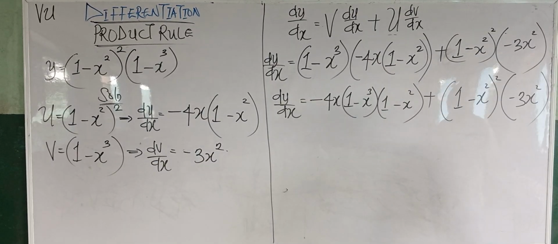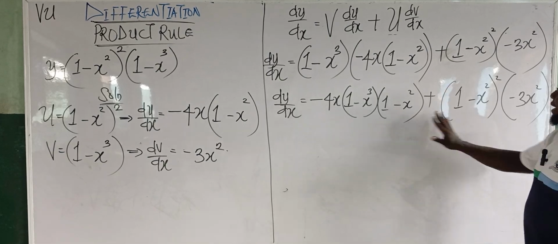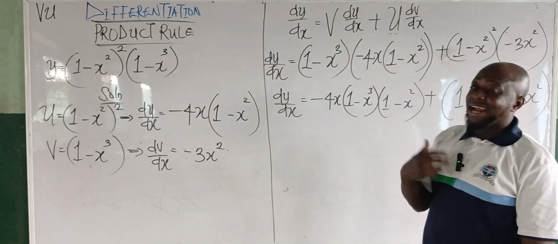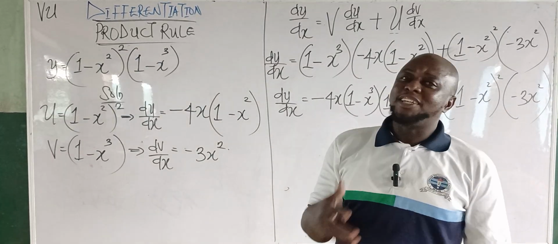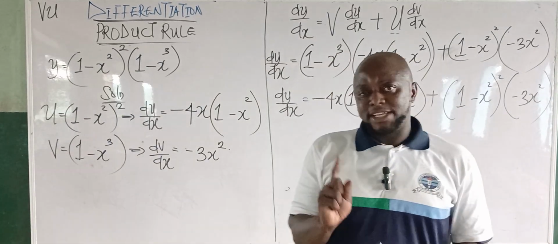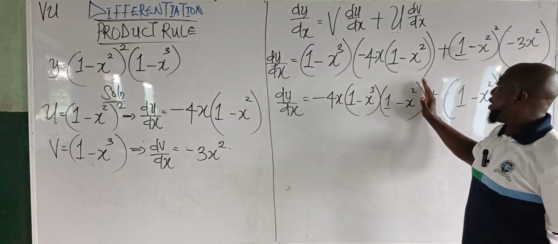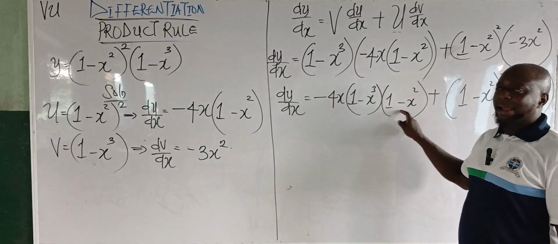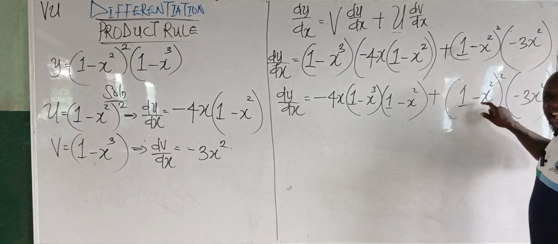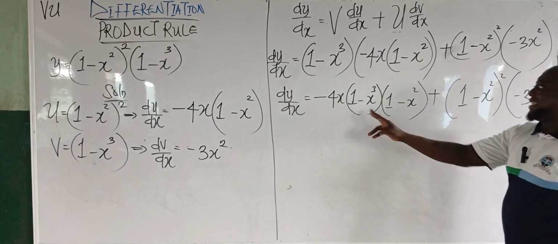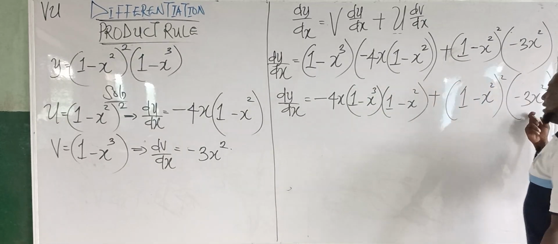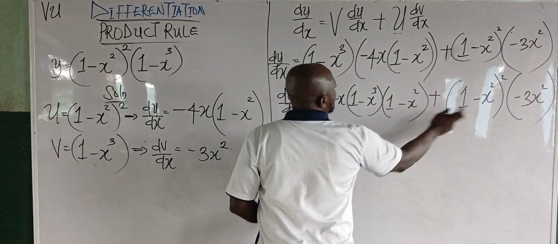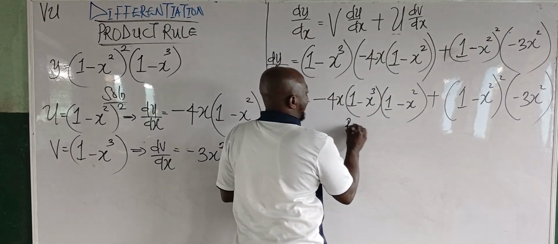Now, observe, what is common here in the right hand side and left hand side? You must always learn to factorize in product rule and quotient rule. If you don't know how to factorize, that will be an issue. So we check the left hand side and right hand side for what is common. We have 1 minus x squared here, and we also have 1 minus x squared here. Apart from that, this is not common: 1 minus x cubed, this is minus 3x squared. So this is what is common, and we are going to factorize it out.